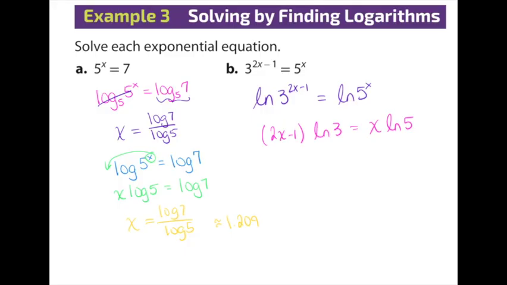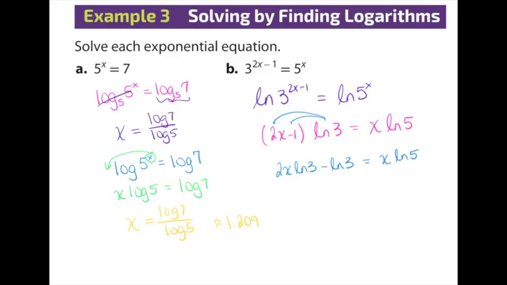Now, for this one, they actually distribute it through because we have a little issue here going on. We really need to get all of our variables to one side and all of our numbers to the other, and my variable is in a group. So we're going to distribute here. We're going to go through this process and distribute. So we have 2x natural log of 3 minus the natural log of 3 equals x natural log of 5.